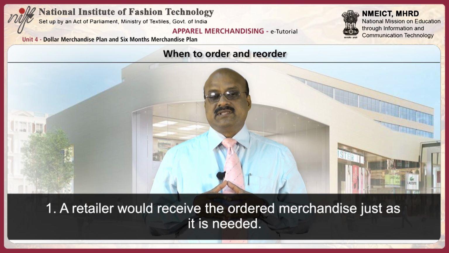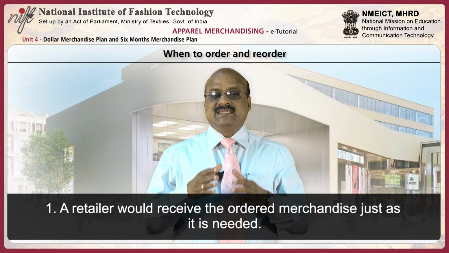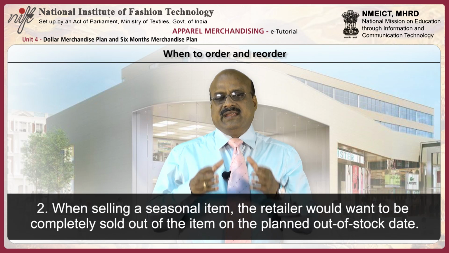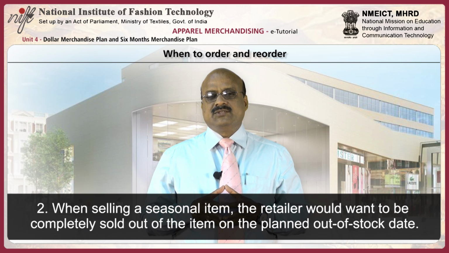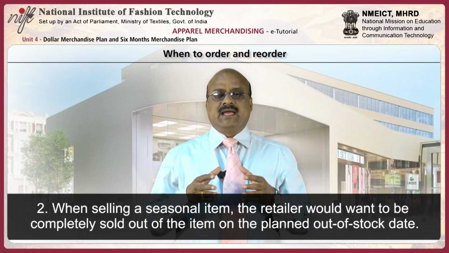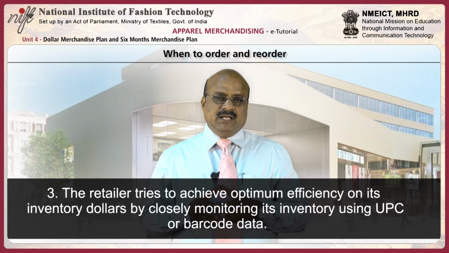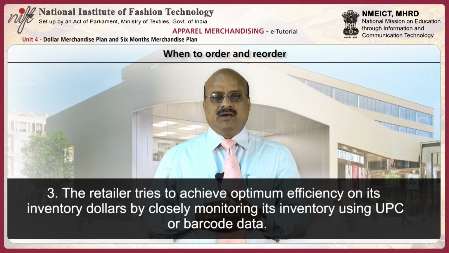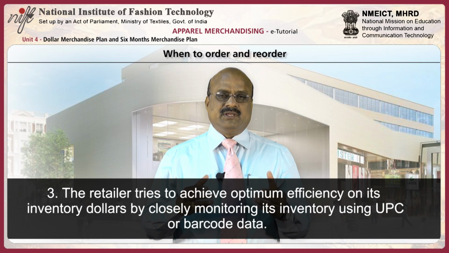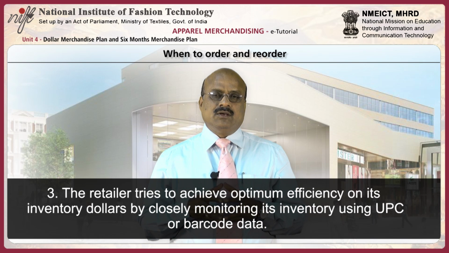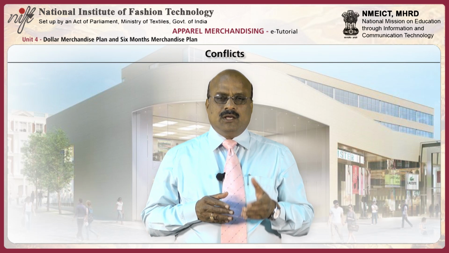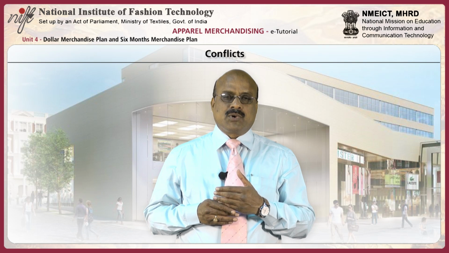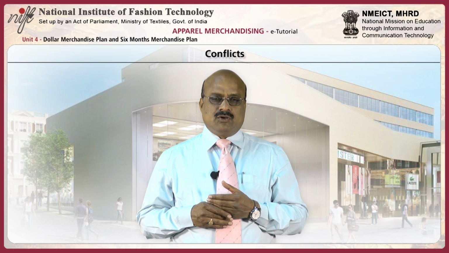Ideally, a retailer would receive the ordered merchandise just as it is needed. When selling a seasonal item, the retailer would want to be completely sold out of the item on the planned out-of-stock date. The retailer tries to achieve optimal efficiency on its inventory dollars by closely monitoring its inventory using UPC or barcode data. Due to conflicts, unit stock planning is an exercise in compromise because everything cannot be stocked.